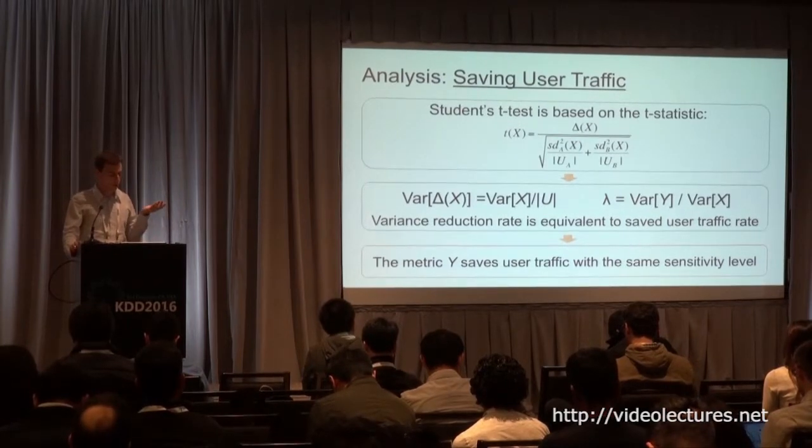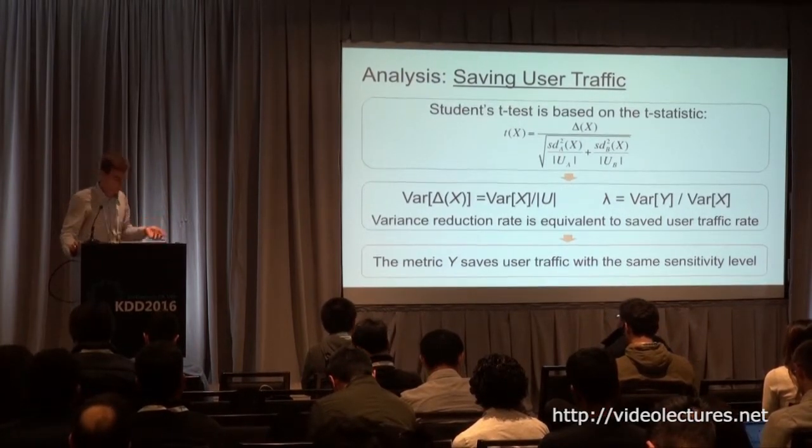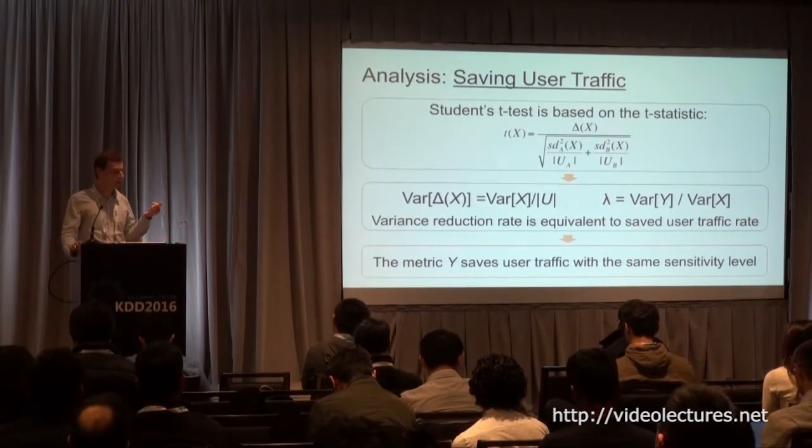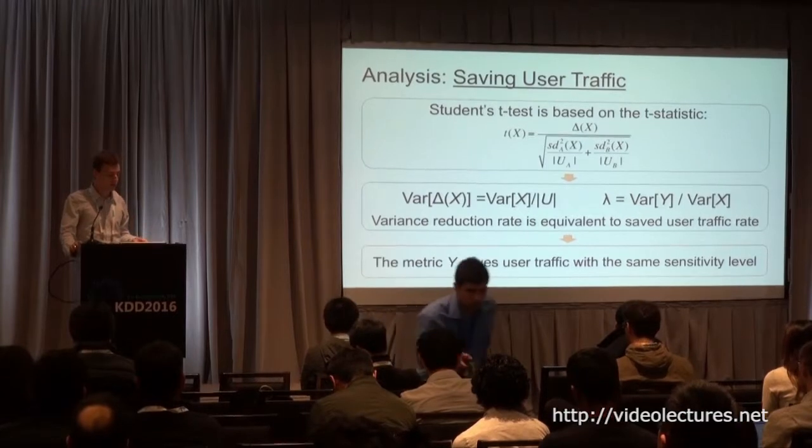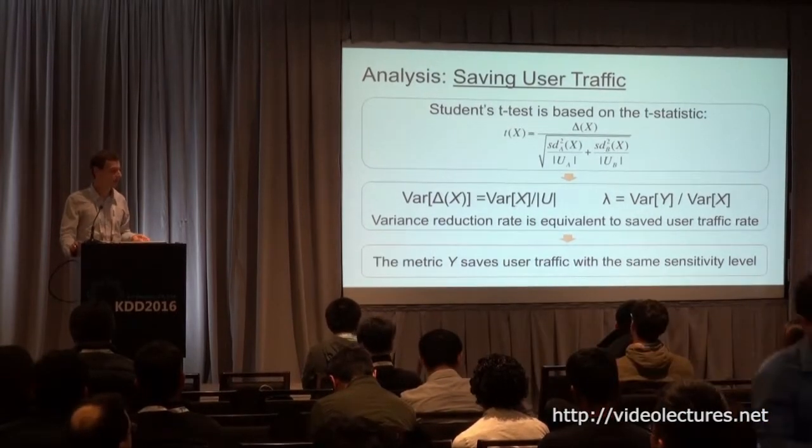So thus we have that variance reduction rate is equivalent to saved user traffic rate. And the modified metric y thus saves user traffic with the same sensitivity level.